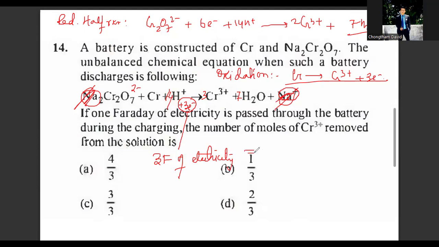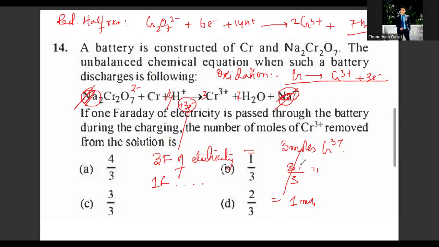3 Faraday of electricity is equivalent to how many moles of chromium ion? 3 moles of chromium ion. So basically you have 3 moles of chromium ion generated from 3 Faraday of electricity. So for one, by using unitary method, what would be the answer? 1 Faraday of electricity would be definitely 1 mole. Cancel this, you get 1 mole.